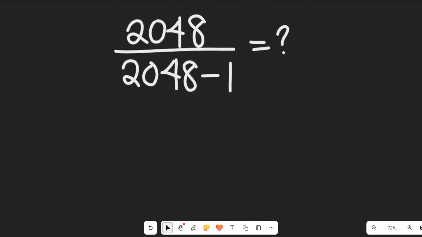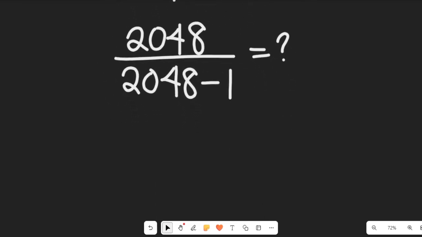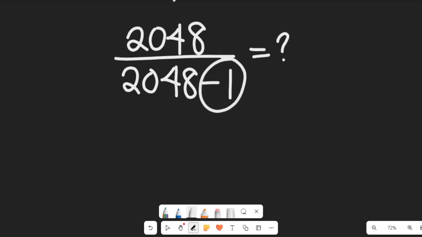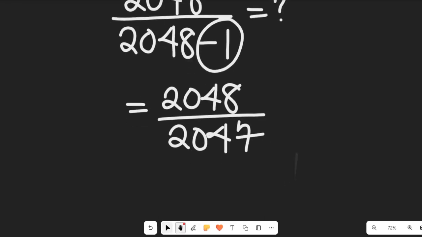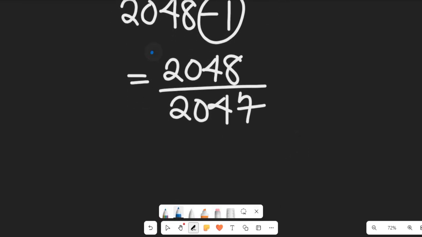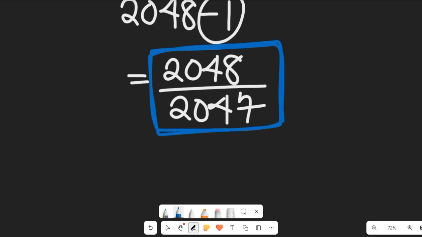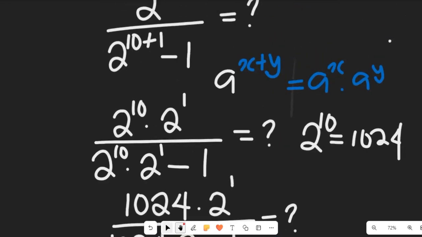So without this 1, I would have just divided this to give me 1, but since I have 1 here, I have to subtract it. So this is going to give me 2048 divided by, if I subtract 1 here, that will give me 2047. Voila, just a difference of 1, and that will give us the solution to that math expression given to us up there. So we see this is the final solution to that math question given to us up there.